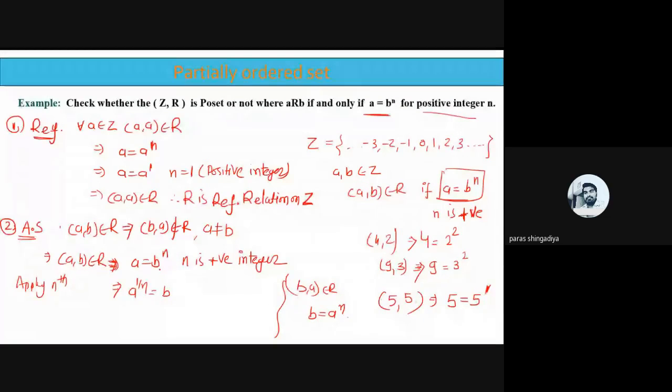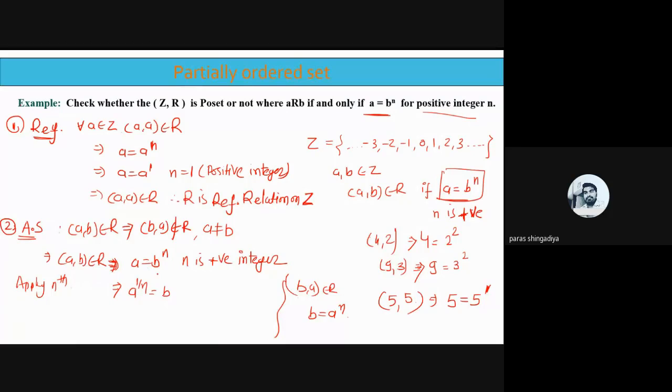Why do we need b here only? Because we have to check whether we can write b is equal to a raised to n or not. If it is possible, then we can say that BA belongs to R. And if it is not possible, then we can say that BA does not belong to R.